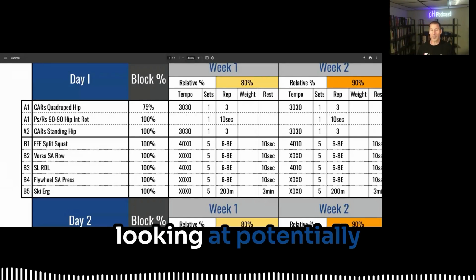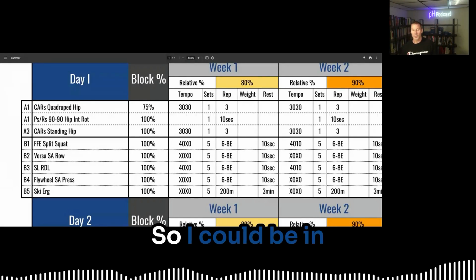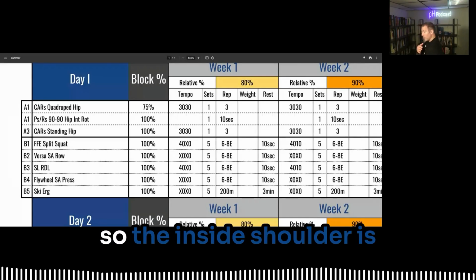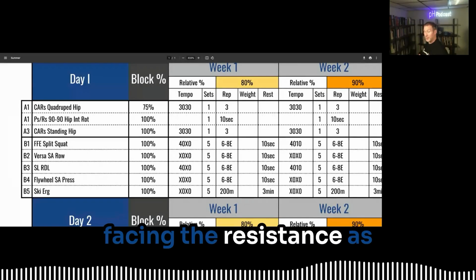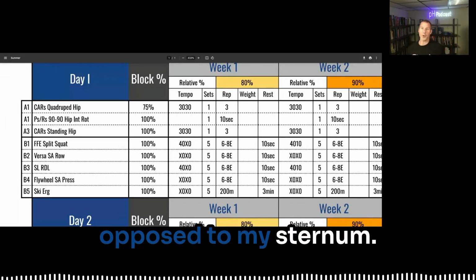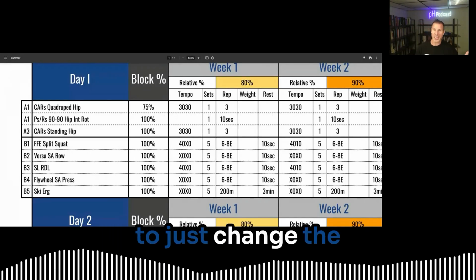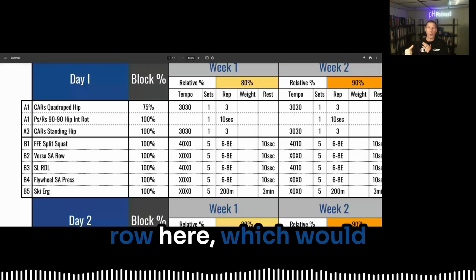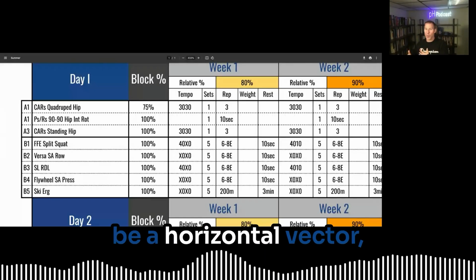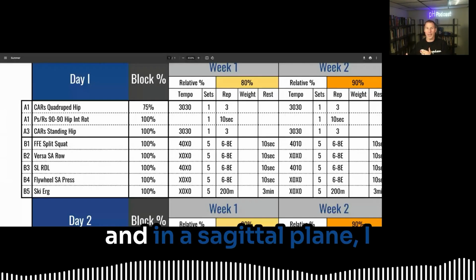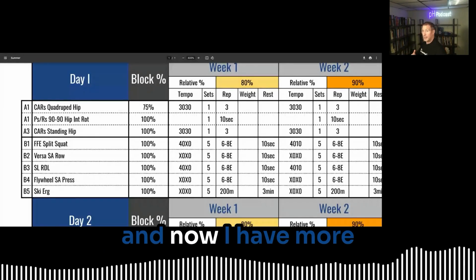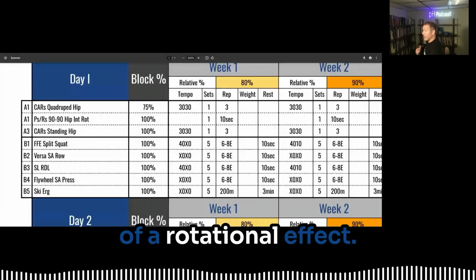The other thing is looking at potentially changing your stance. So I could be in a split stance, a single leg stance. I could be perpendicular, so the inside shoulder is facing the resistance as opposed to my sternum. And all of that is going to just change the angle or orientation of that resistance. So let's say that I do a row here, which would be a horizontal vector. And in a sagittal plane, I can turn perpendicularly, and now I have more of a rotational effect.